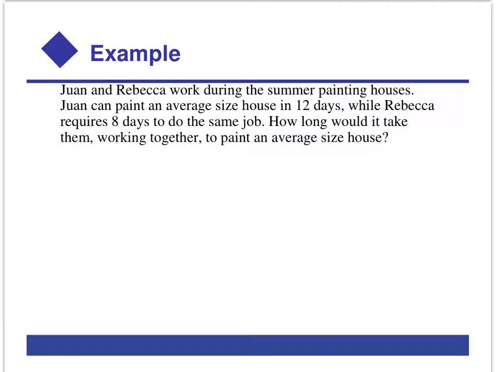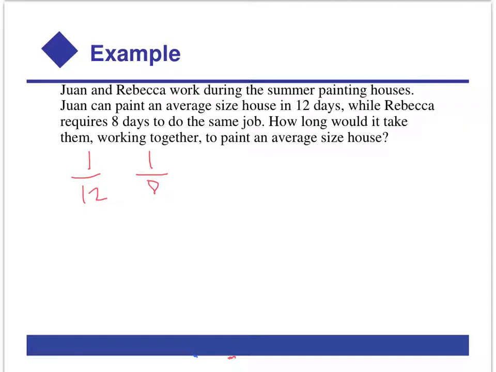So let's think about how much they would finish. If it takes Juan 12 days to finish painting a house, his rate is 1/12 of the job per day. Think about it, 1 day out of 12. So we have 1/12 for Juan. Now let's go back and look at Rebecca's. What would hers be? Very good. 1 out of 8 days would complete it in 1 day.